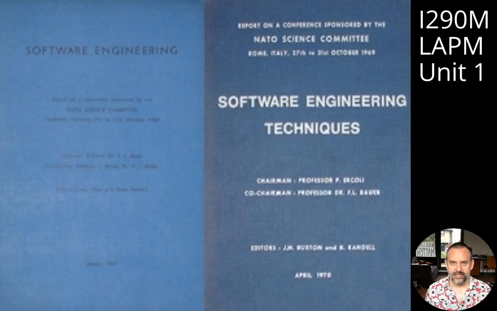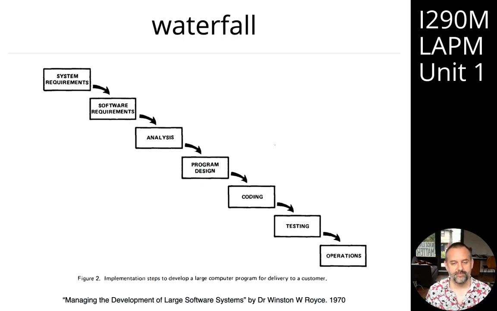One of the earliest papers describing a project management approach to software engineering was by Dr. Winston Royce, and this paper is often cited by proponents of the waterfall method of software project management. You can see this diagram in Royce's paper, which looks very waterfall-y. These are the implementation steps to develop a large computer program for delivery to a customer. The term waterfall comes from the fact that it looks like water falling down a slope.